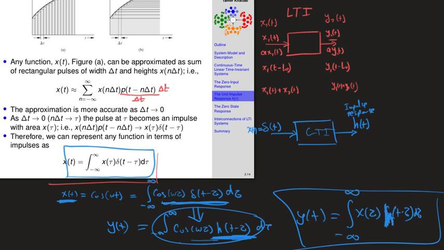By knowing only the impulse response, h of t. This is called the convolution integral. I will stop at this point.